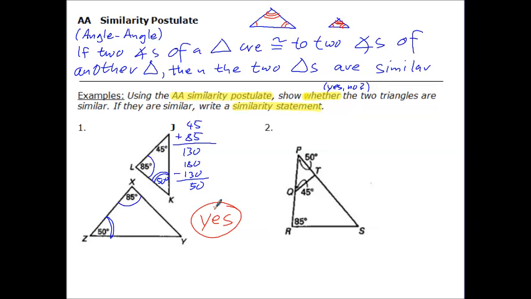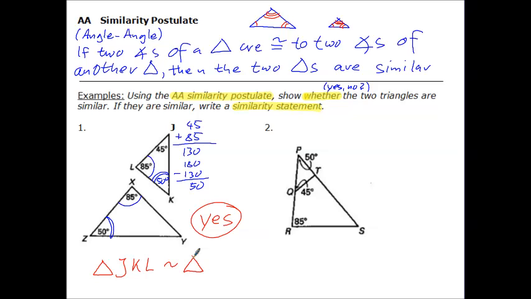and then we can go and write our similarity statement. Triangle JKL, we should always start with the one that's either to the left or on top or in a similar position, is similar to triangle.